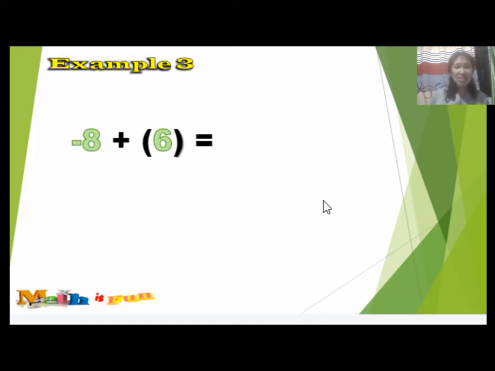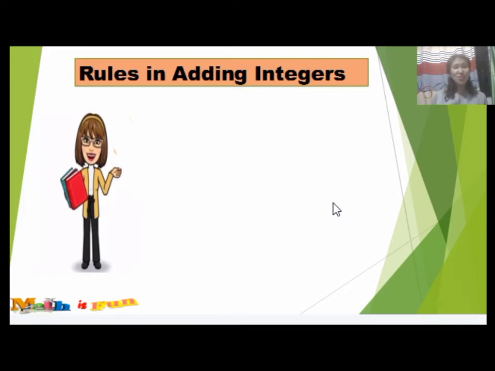Negative 8 plus 6. What would be the sum? So, apply rule number 2. You have to subtract those numbers and carry the sign of the number with a greater absolute value. So, the answer is 2. Negative 2. It's negative. Okay? So, that is rule number 2.